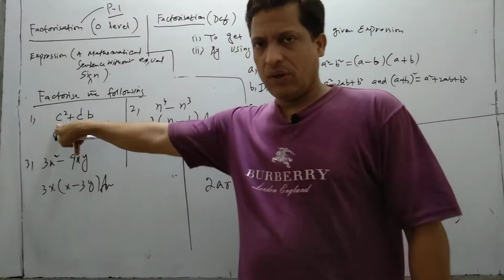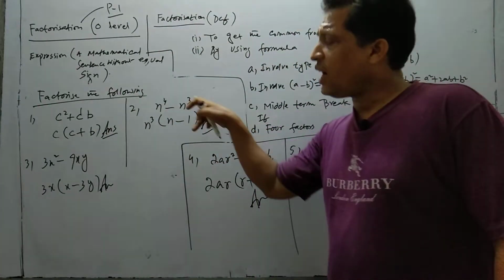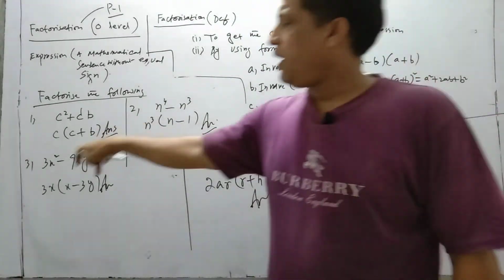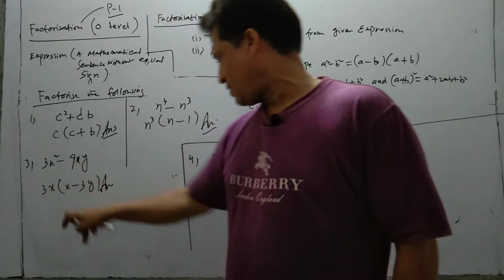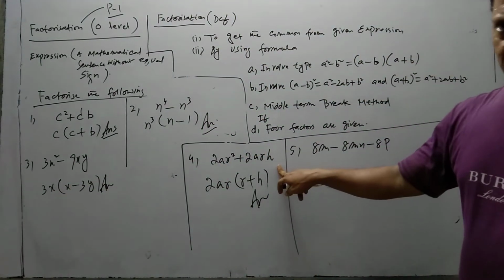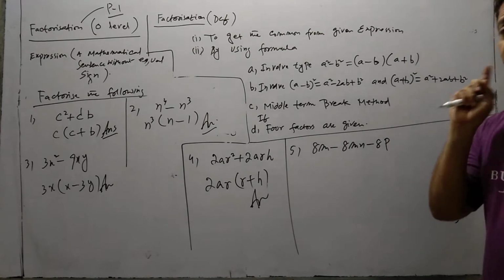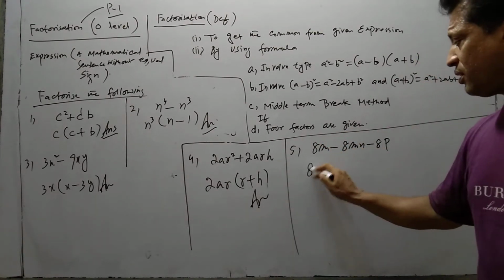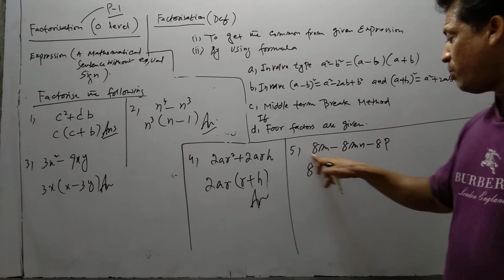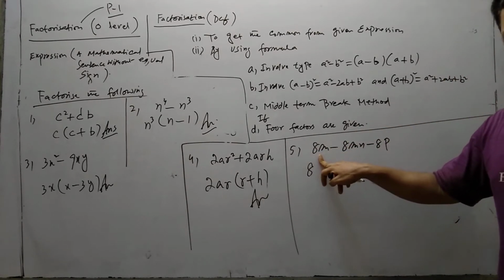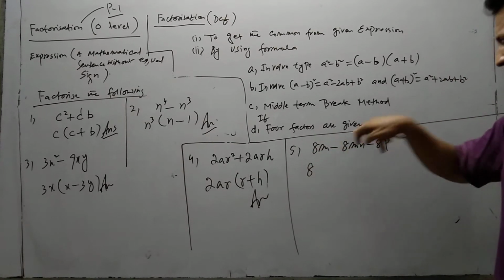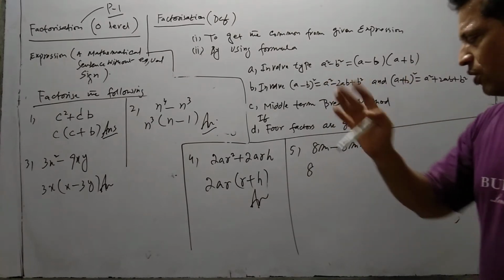There are 2 terms, common is c. There are 2 terms, common is n cube. There are 2 terms, common is 3nx. There are 2 terms, common is 2ar. There are 3 terms. So if you say 8 is common, it means 8 is common from all the terms. So 8 is over here, 8 is over here, 8 is over here. So 8 is common from all the terms.